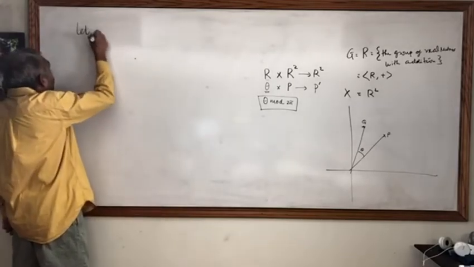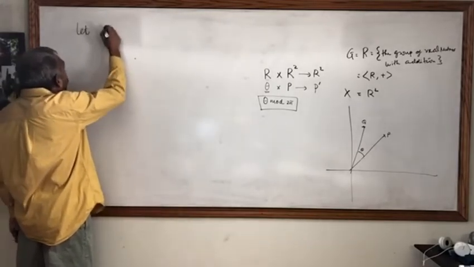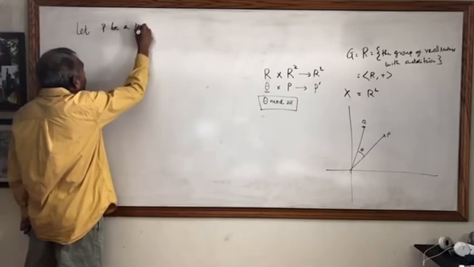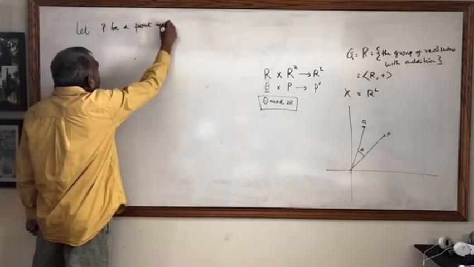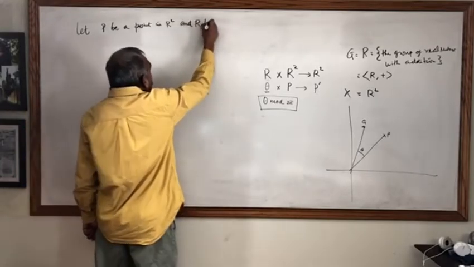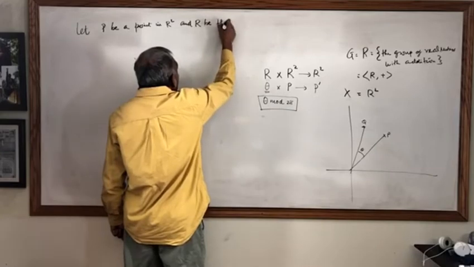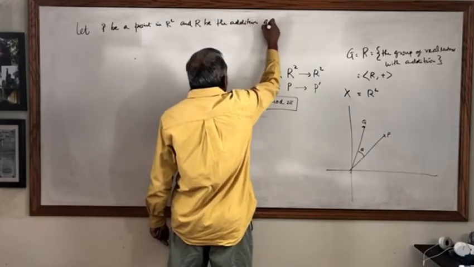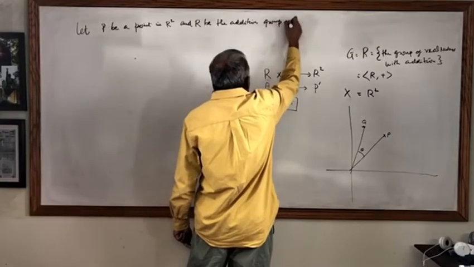So let P be a point in R square and R be the additive group of real numbers.